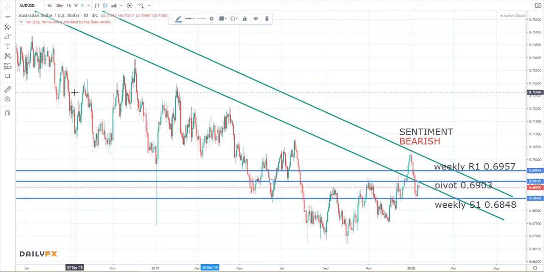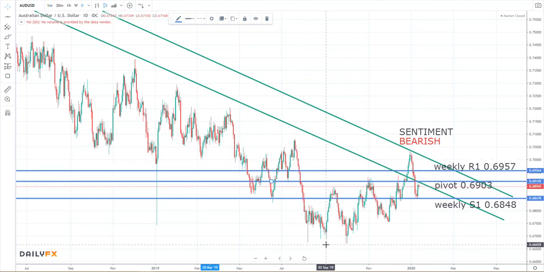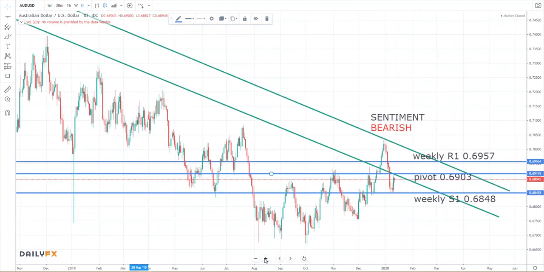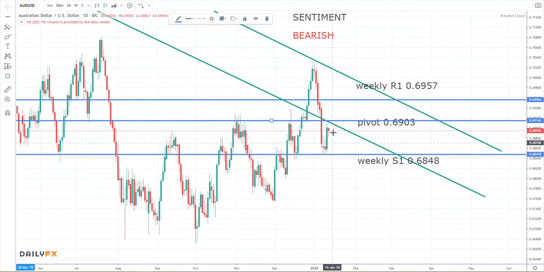This is very similar to the euro price chart, and we see after making new highs two weeks ago, pushing above 70 cents, price was quickly rejected. Similar to what we see back here, that happened in the summer of 2019. And we've got our first weekly S1 at 68.48. Now, that would mean price staying in this little triangle here. So we've got price caught in a wedge, a descending triangle formation.